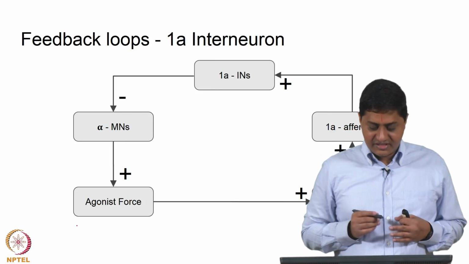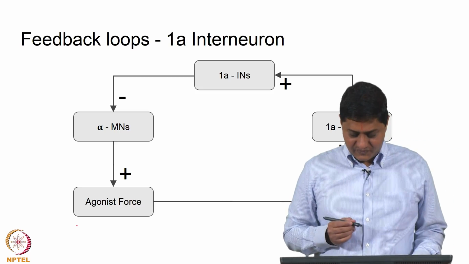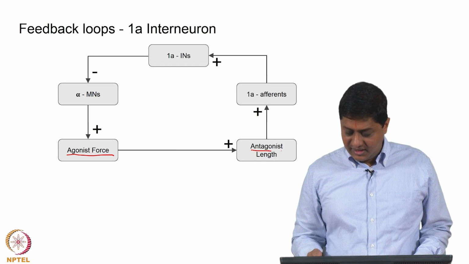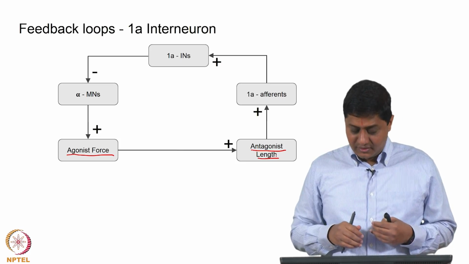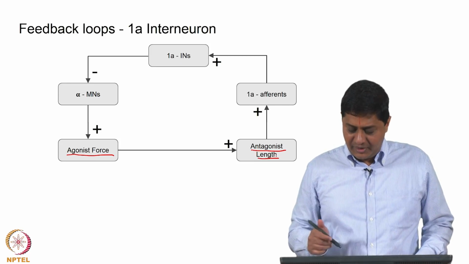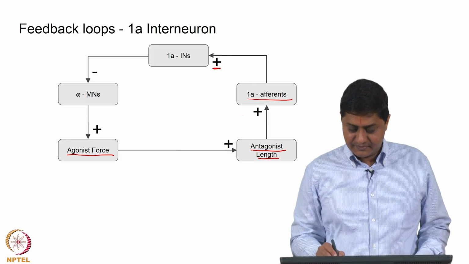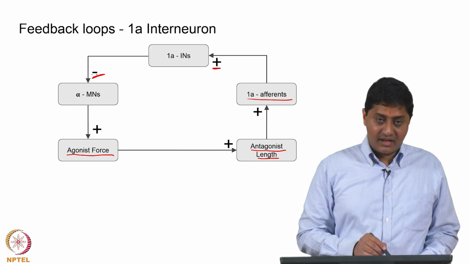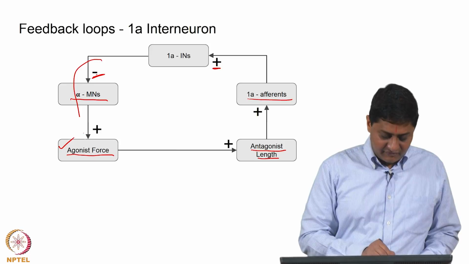So, what have we seen? Let us remind ourselves, this is a schematic of what is going on. Suppose the agonist is contracting and producing a force. The agonist is contracting, its length is reducing, then the antagonist is getting stretched. When the antagonist is getting stretched, what will happen? The 1A afferents will become active and they will send excitatory commands to 1A interneurons, which will inhibit the alpha motor neurons of the agonist. So, that is the negative feedback loop that we are talking about.